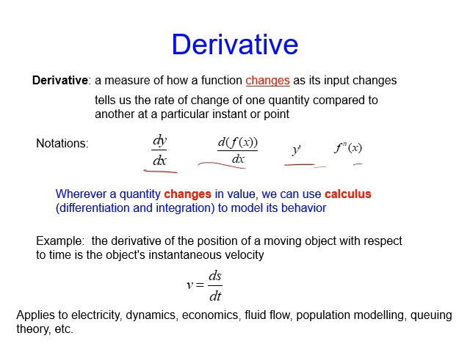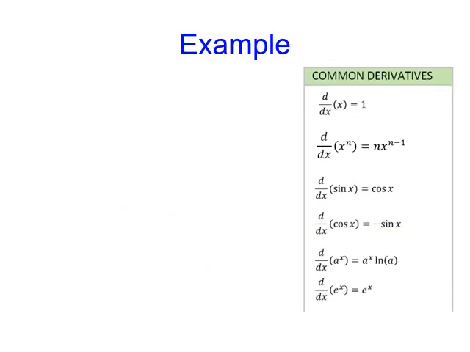Whenever a quantity changes in value, we can use calculus to model its behavior. For example, the derivative of a position or a distance with respect to time is the object's instantaneous velocity. The derivative can be calculated by using the common derivatives described in this table.